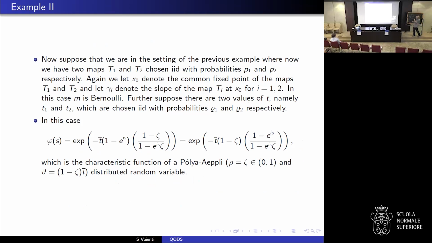Okay, there are only 2 examples. In this example, I take 2 maps, right? And I choose 2 maps according to probability P1 and P2. So I put on the driving system just a Bernoulli map with 2 symbols. And in this case, we can compute again this characteristic function, and it is given by this formula here.